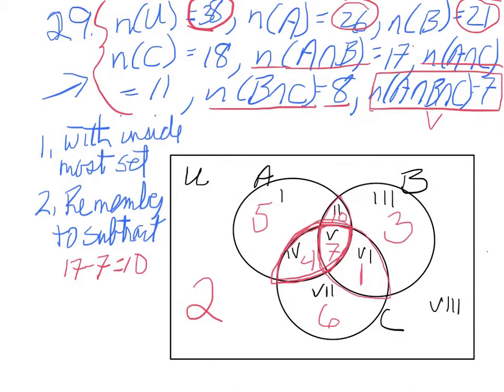Alright? So the last problem, in A and C but not in B. So you got 11 in A and C, but you got to throw out B, the 7. That's why the answer to how many was 4. So that's the whole lesson in terms of dealing with sets and cardinality.